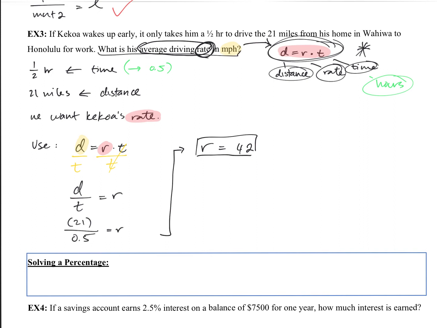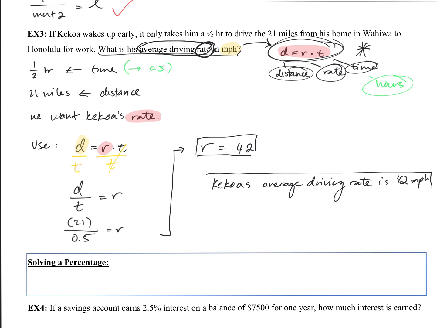question. So we would say, Keikoa's average driving rate is 42. I'm almost there. I'm missing something. I'm missing the units. 42 what? Well, 42 dogs? Sodas? What is it? 42 miles per hour. And there we go. Boxing our answer.